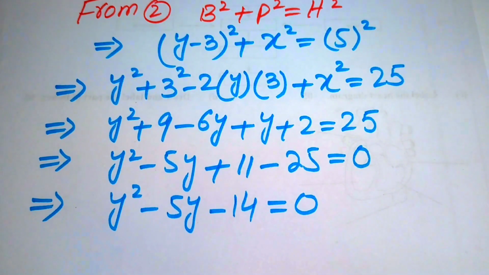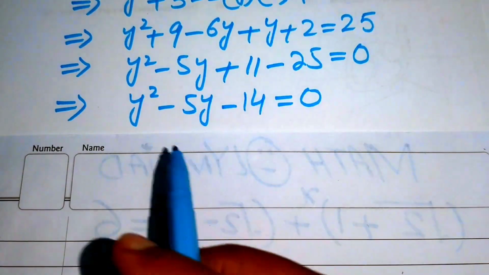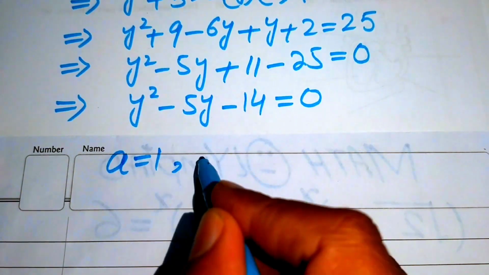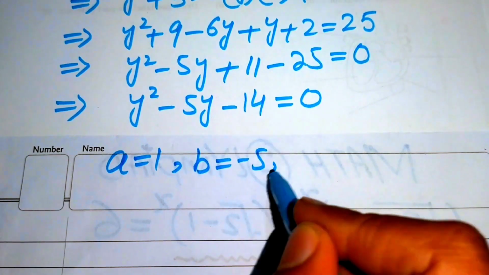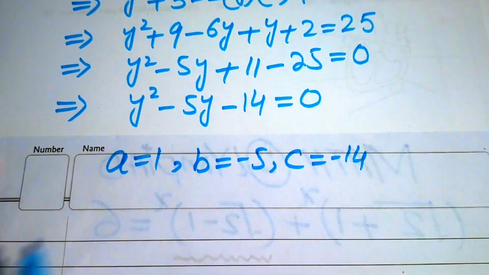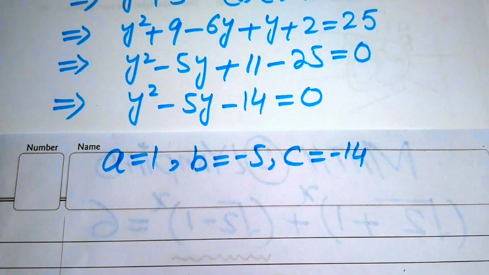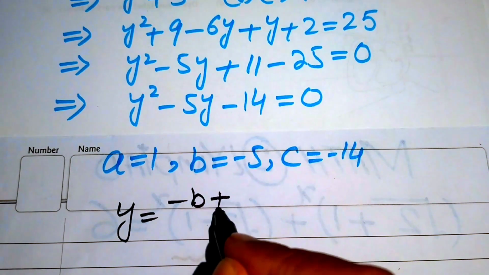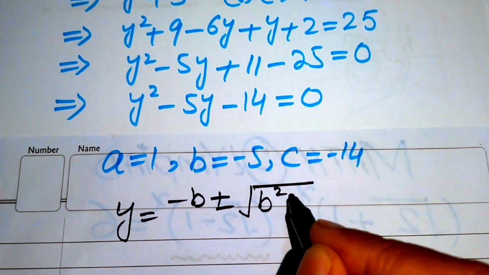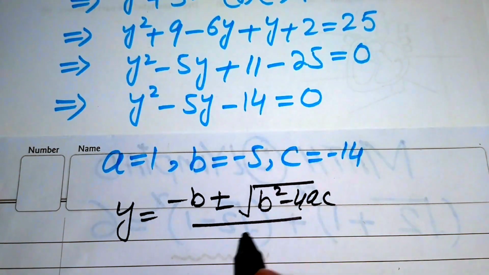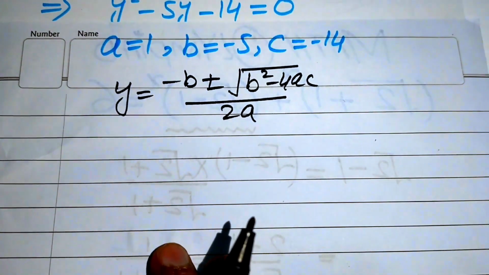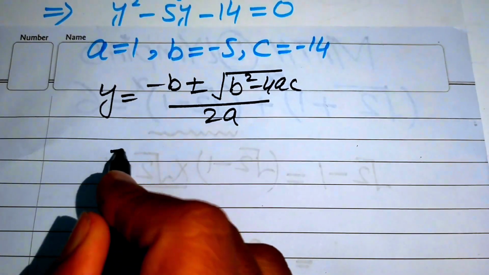So here we use the quadratic formula in order to find the values of x and y. In order to use the quadratic formula, first we write the coefficients of this equation, and the coefficients are a equals 1, b equals minus 5, and c equals minus 14. Our quadratic formula looks like this: y equals minus b plus minus square root of b square minus 4 times ac, divided by 2 times a.